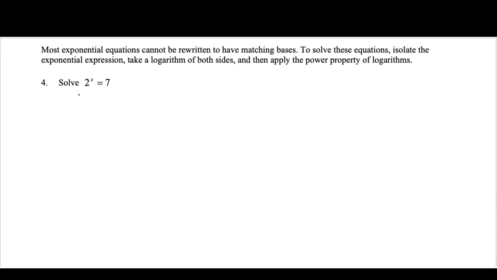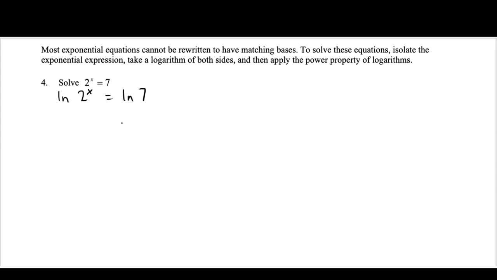But what you could do is take a logarithm of both sides of this equation, and you can choose a logarithm of any base, but it really only makes sense to choose either natural or common logarithm, since those are the types of logarithms that your scientific calculator has a key for, right? Let's choose a natural logarithm. If I do ln of 2 raised to the power of x equals ln of 7, right?